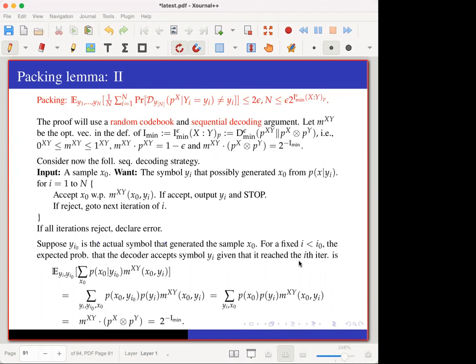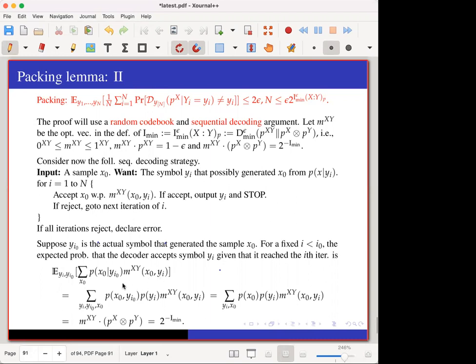Or rather, the error probability will occur if yi gets accepted. So the expected probability, so the expectation is over the choice of the samples y1 to yn. So the expected probability that the decoder accepts symbol yi, given that it reached the ith iteration, is as follows. So suppose it somehow reached the ith iteration, then it will accept x naught with this probability.